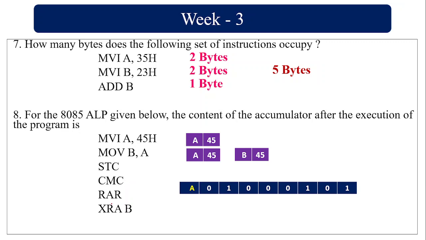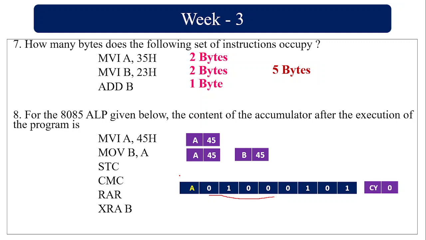So now I am going to perform the rotate operation. The A value is 45. 45 is nothing but 0100, which is 4, and then 0101, which is 5. I am going to rotate it, and the carry is going to be 0 because CMC complements the carry. So the 1 becomes 0, so the carry value will be 0.